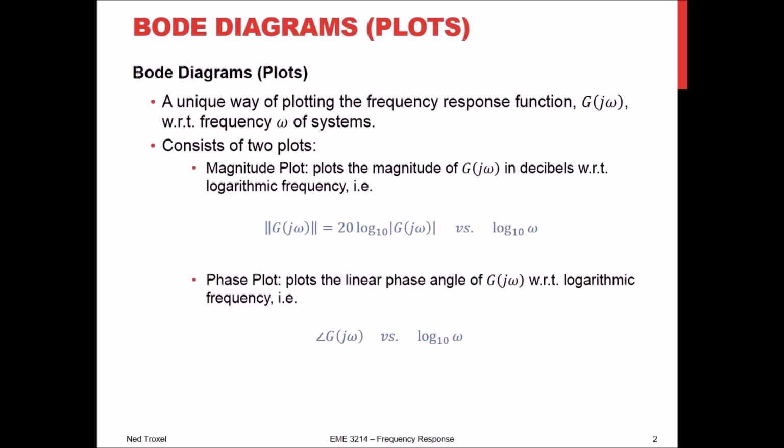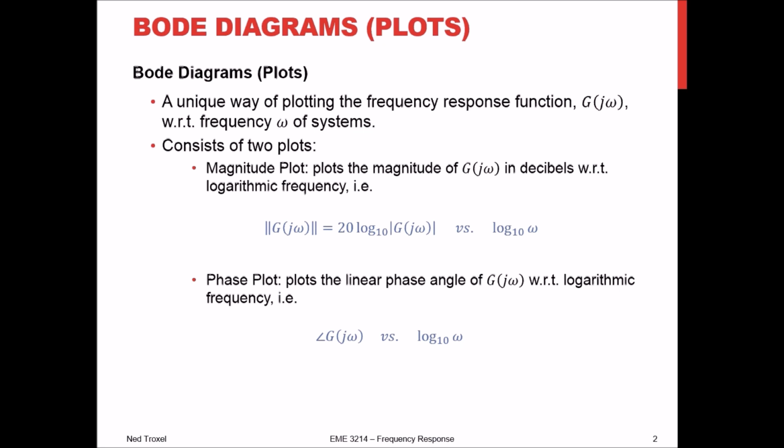So Bode diagrams, again, are a way of plotting the frequency response function. We'll often write that as G of j omega. So G is our transfer function, and we evaluate that at s equals j omega. There are two halves. There's a magnitude plot, which plots the magnitude of G of j omega in decibels.